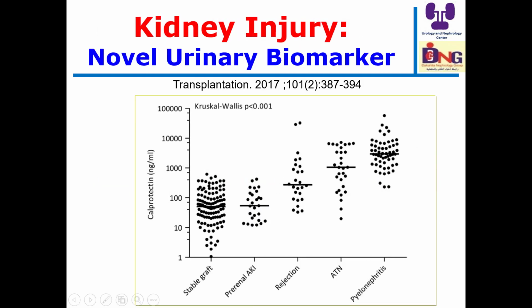Another interesting biomarker is calprotectin. Have you heard about calprotectin, Muhammad, before? What is it? It is a marker. It is one of the innate immunity mediators and is secreted from renal tubules as well. Here, I think the key message is clear. In pre-renal acute kidney injury, the level of this biomarker is not increased. But for all causes of intrinsic injury, either rejection, ATN, or pyelonephritis, the level of the calprotectin is high.